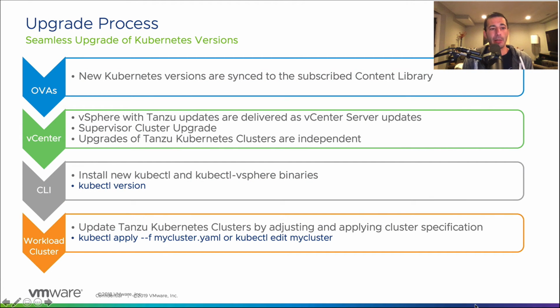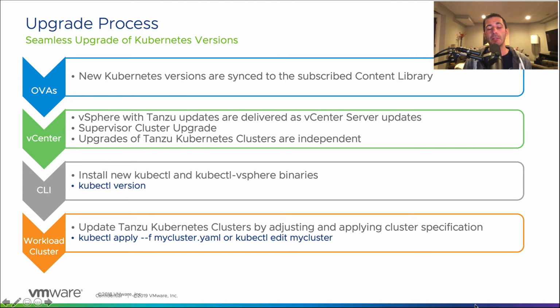So what does the upgrade process look like? This is a really cool thing that we'll show in the demo too, because as an administrator, you want to figure out who owns what part of this. New Kubernetes versions are synced through what we have as the subscribed content library. This is all done as a part of the setup of vSphere with Tanzu, and it's all in the docs, so very easy to find. Whenever we release a new Tanzu Kubernetes release, which is a new Kubernetes version, it'll automatically be synced back into your vCenter. Now, vCenter gets updates all the time, and we're pretty familiar with that.